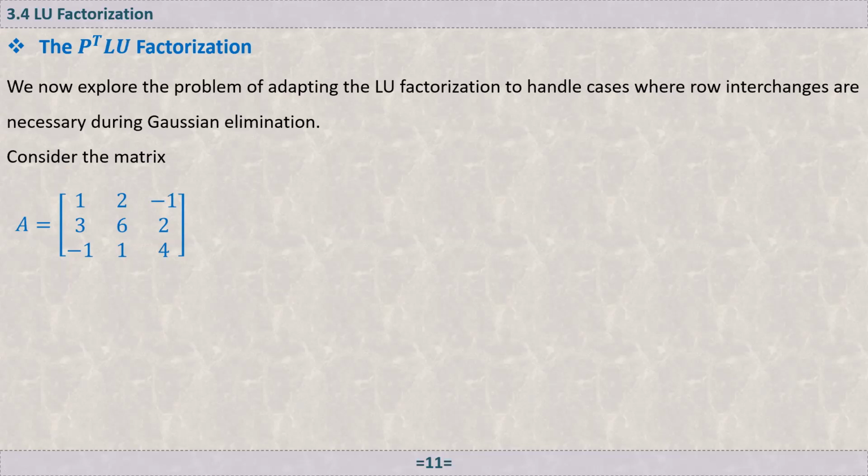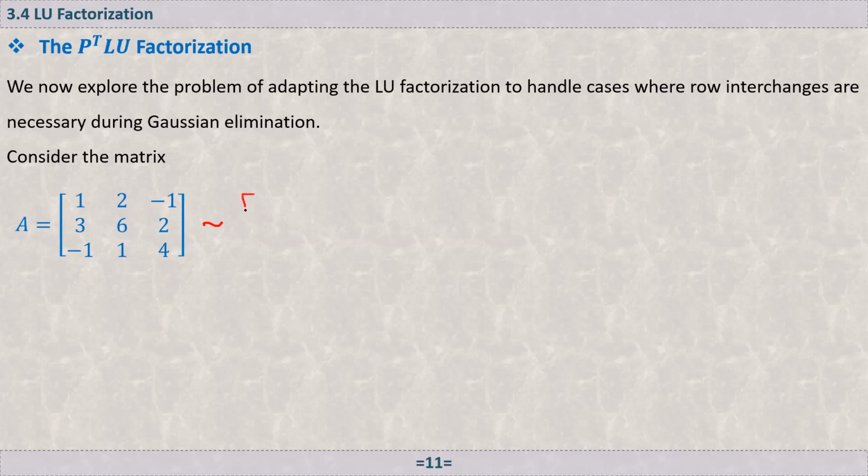Now here, if you consider this case, what happens when we are applying elementary row operations? For example, if you are forced to use a row interchange, how do we handle this situation or this problem? So now we'll talk about this thing. We will call this PTLU factorization. Assume that I need to write this A as the product of L and U. That is, we are trying to find the LU factorization of A.